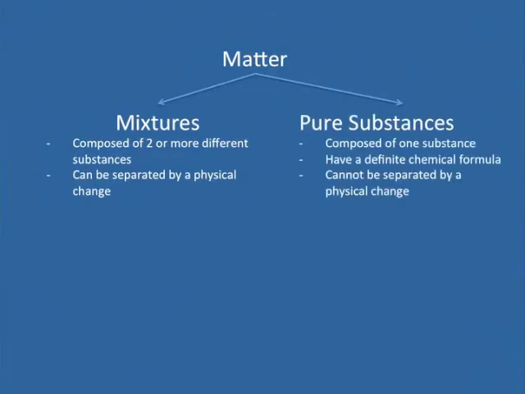Mixtures are composed of 2 or more different substances, and they can be separated by a physical change. So these are things that aren't chemically bonded, they're just mixed together. On the other hand, pure substances are made of one substance all the way through. And they have a definite chemical formula. These are things that cannot be separated by a physical change. So you can't just take them apart, you need to chemically react them or do a chemical change if you want to separate them.